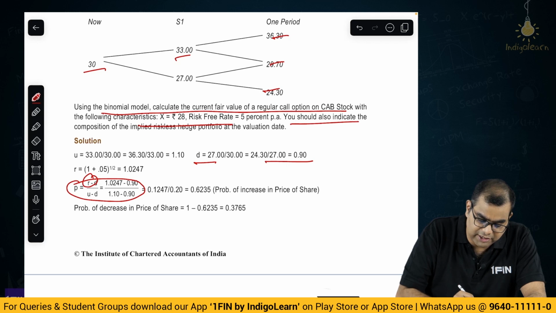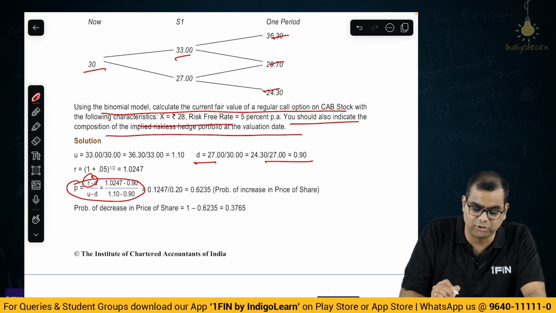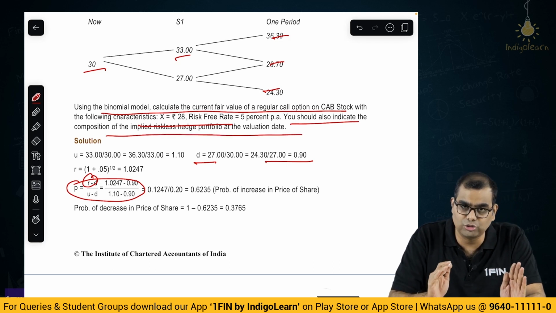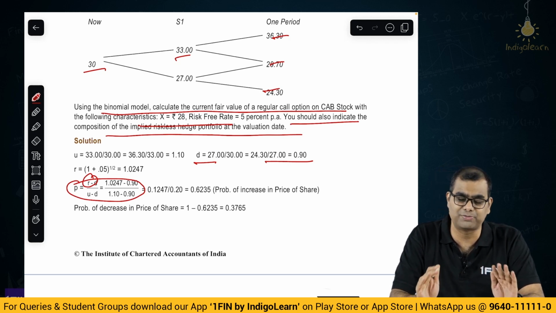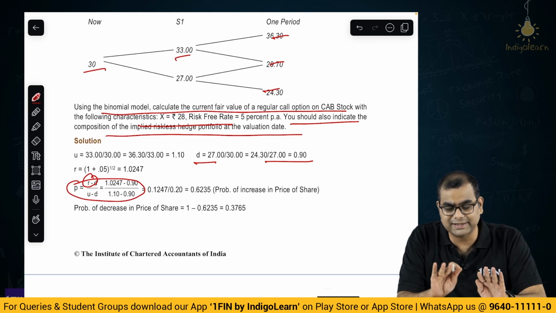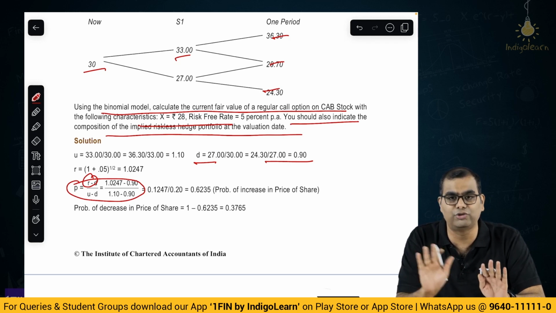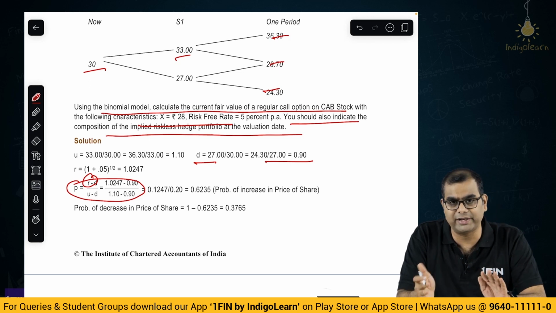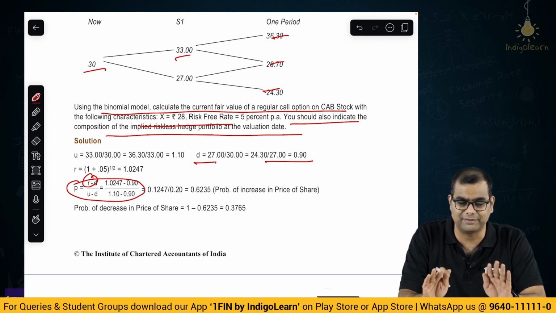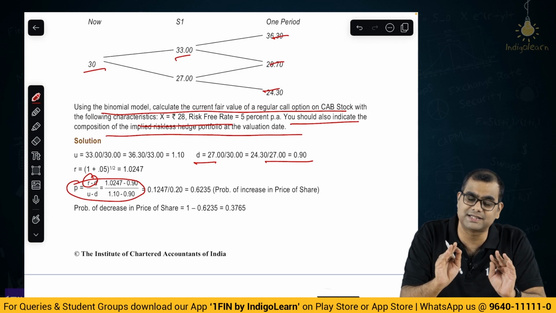You should also indicate the composition of the implied riskless hedge portfolio at the valuation date. They have asked you to do a valuation using the binomial method, and then they have said compute a riskless hedge portfolio. So, it basically means that the riskless hedge portfolio is another way of doing it. It is another part of it, independent of the binomial discussion.